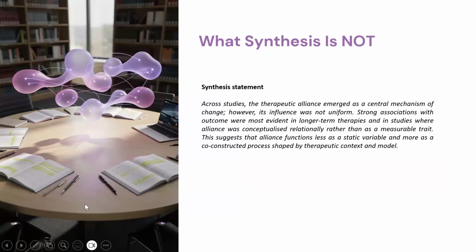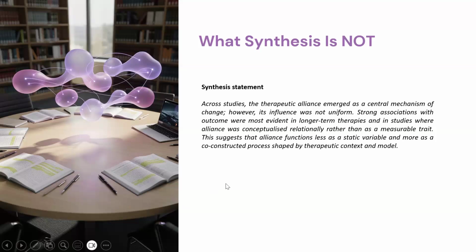So briefly, if we had to put that into a statement, what we could say is across studies, the therapeutic alliance emerged as a central mechanism of change. However, its influence was not uniform. Strong associations with outcome were most evident in long-term therapies and in studies where alliance was conceptualized relationally rather than as a measurable trait. This suggests that alliance functions less as a static variable and more as a co-constructed process shaped by therapeutic context and model.